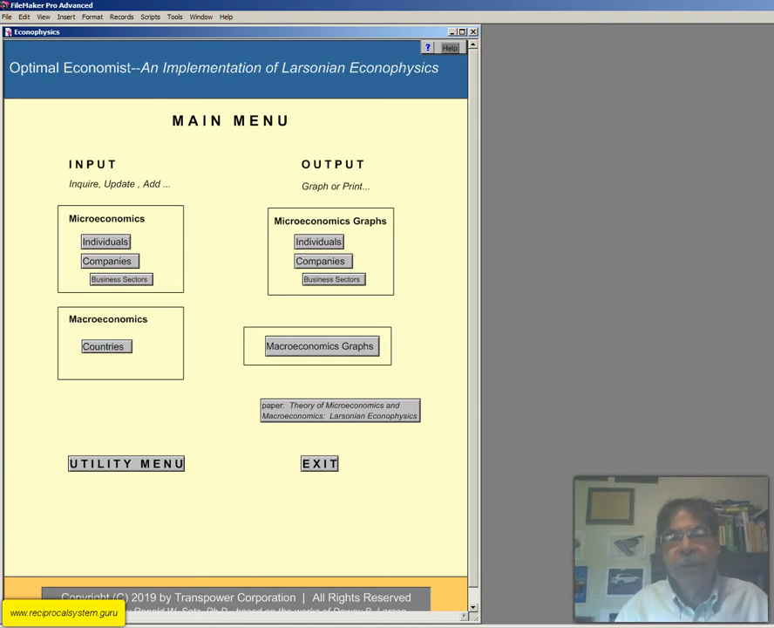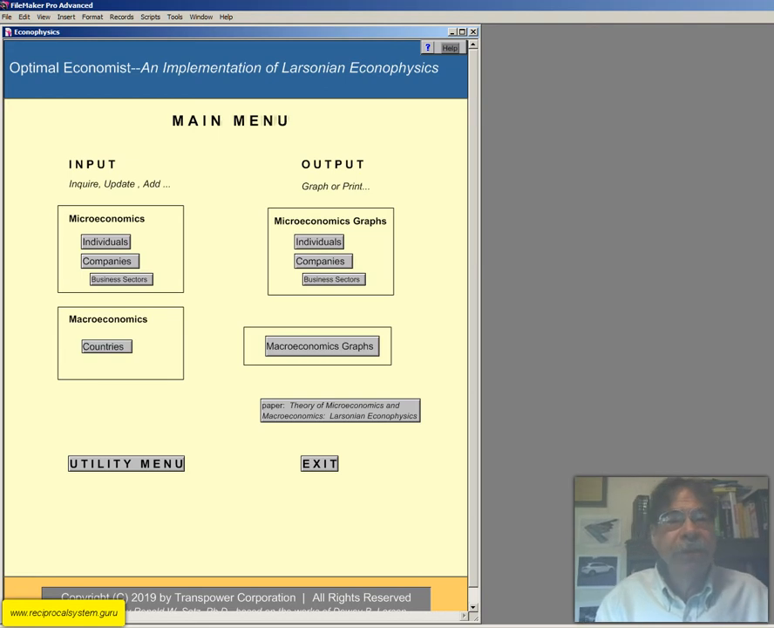I'm continuing today our look at optimal economics and implementation of Larsonian Econophysics. My theoretical physics mentor, Dewey B. Larson, was not only a theoretical physicist, he was also a theoretical economist. Now, I've made all of his theoretical physics work fully computational, and I've done the same for his economics work.